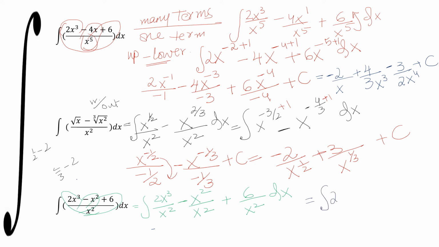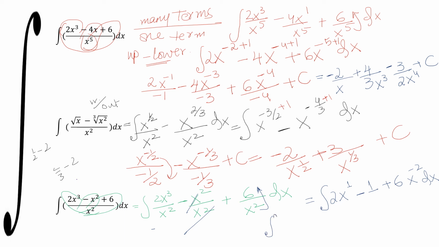So 2 as it is, x to the power 3 minus 2 gives you 1, minus, now x squared and x squared are the same, so they cancel. So nothing is left, actually 1, nothing means 1, plus 6. Now x to the power 2 is down, but in order to integrate it, we have to bring it up first and change the sign, and now apply the power rule, sum and difference rules, and the constant rule.